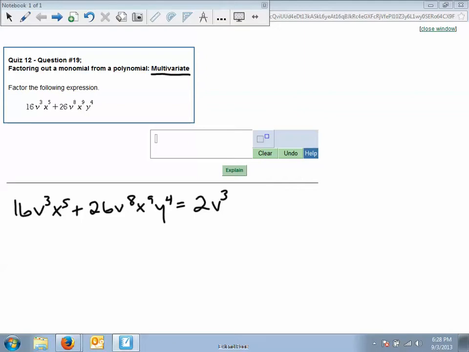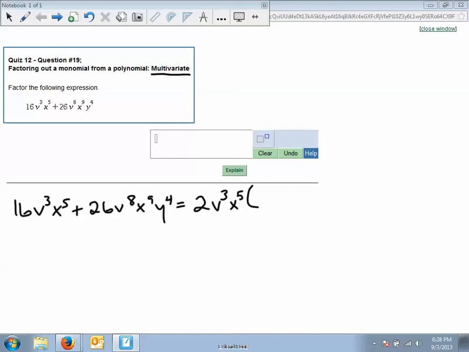Then we look at the x's. We have x to the fifth and x to the ninth. So the most that we can divide out would be x to the fifth. And then we look at the y's. The second term has a y, but the first term does not have a y, so we can't factor out a y from both of them. So that's all we can take out of those.